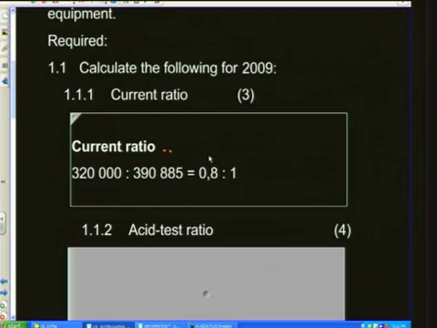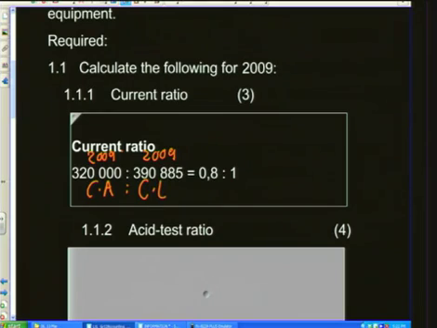So there we go. If we take our current assets for 2009, let's just write that down. 2009 current assets, an amount of 320,000. 2009 current liabilities, an amount of 390,885. Let's just write down, this represents current assets being compared to current liabilities. Right, and the ratio that we are ending up with, 0.8 is to 1.